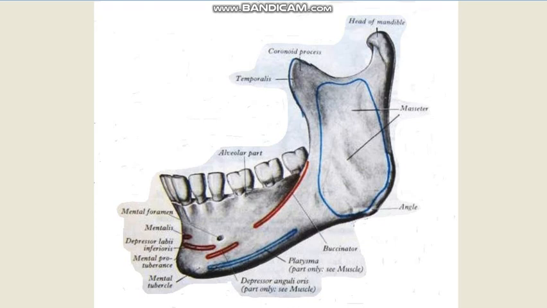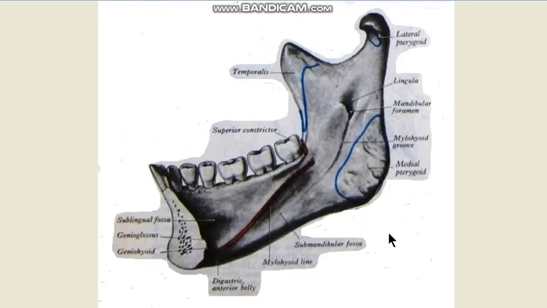Now let us look at the inner surface. If we look at the inner surface of the body of the mandible, again you can see an oblique line just like the outer surface, but this oblique line is called the mylohyoid line. It extends, as you can see, from just below and behind the third molar tooth, passing obliquely forward and downward close to the midline, descending almost up to the midline but not quite.